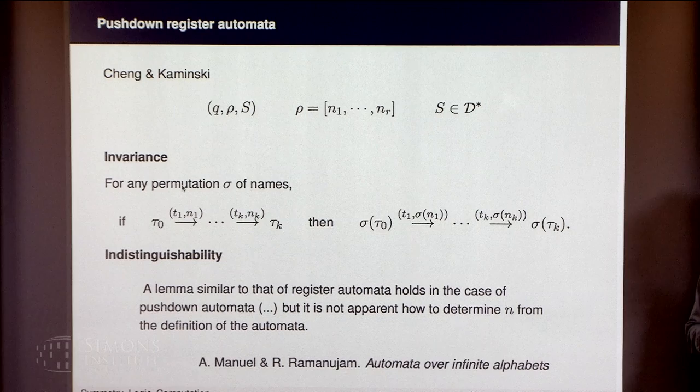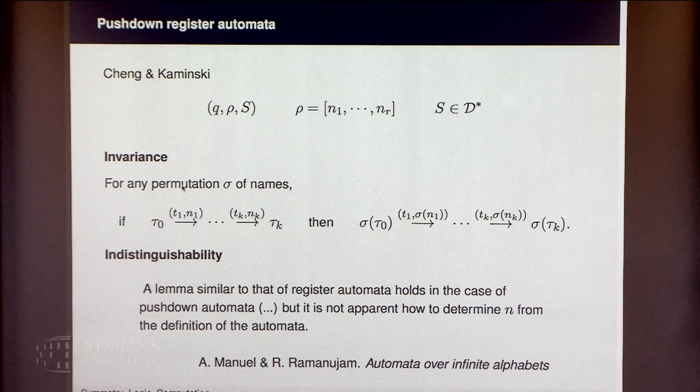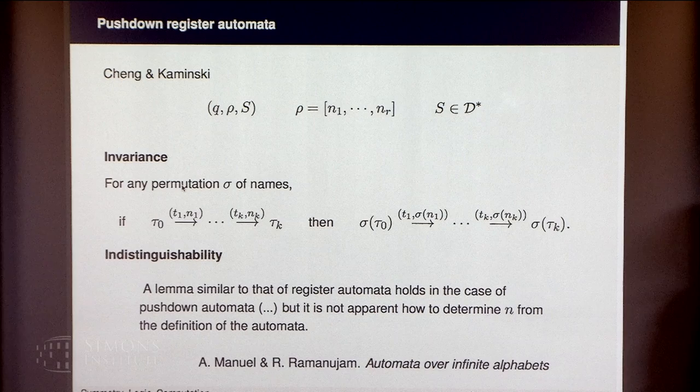Sorry, did you say something about the containment of deterministic register automata? Yes, several slides back. It's decidable and P-space complete. P-space complete, okay. So we have a situation where the complexities are different, which doesn't happen very often.